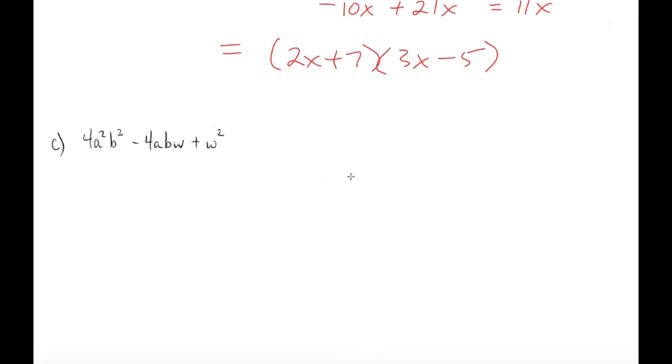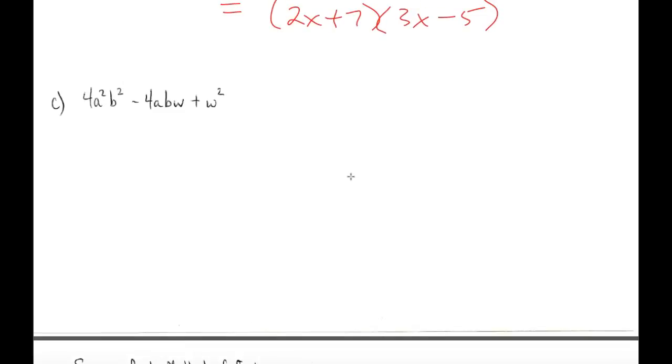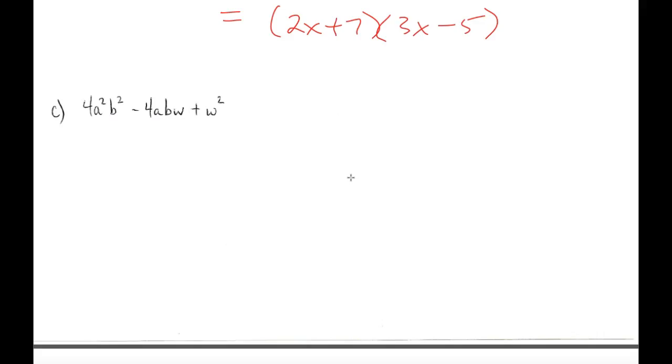All right, moving on to the last example for this set. We have 4a squared b squared minus 4abw plus w squared. In this case, you notice we don't have any numbers, but one of the things we do know is we have signage. We're going to have minus and minus here since we have minus plus.